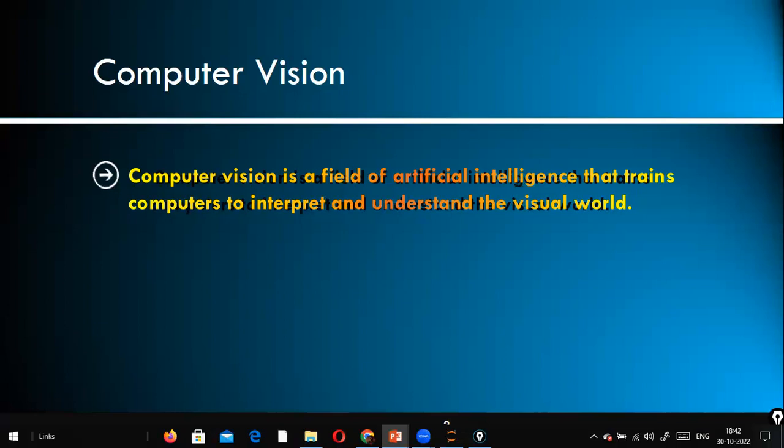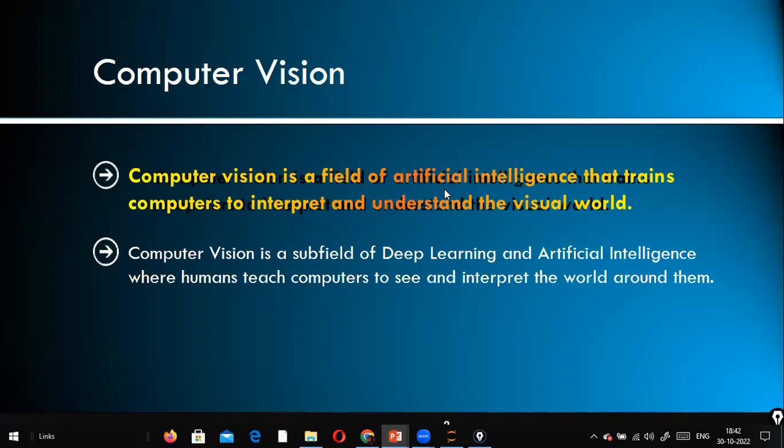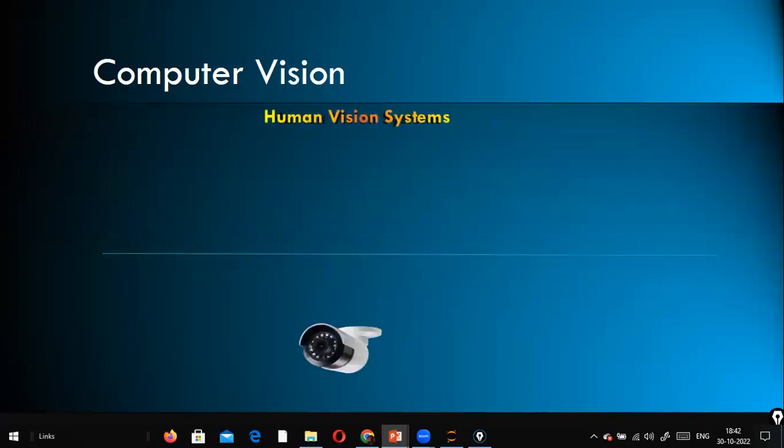Okay. There is another definition. So, right, there are a lot of definitions floating around on the net regarding computer vision. Not only computer vision, even for the entire artificial intelligence, a lot of definitions, but these are the definitions which are more apt to this topic. Computer vision is a subfield of deep learning and artificial intelligence, where humans teach computers to see and interpret the world around them. So here also, the human has to teach the computers with the help of images.